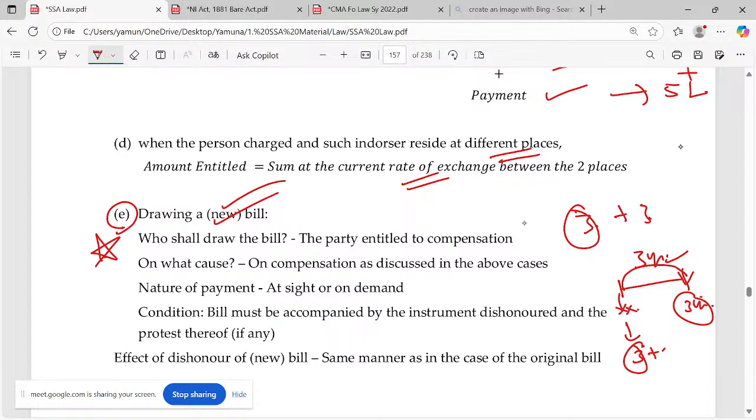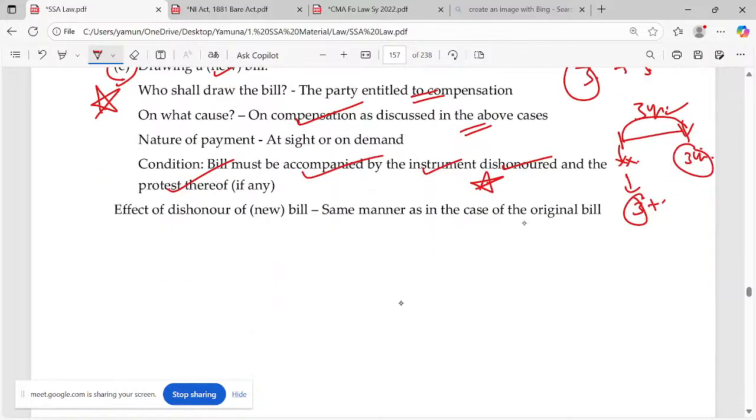நியூ பில் டிரா பண்ணும்போது இந்த கால்குலேஷன் எல்லாம் பண்ணோம் இல்லையா, அந்த அமௌண்ட் டிரா பண்ணும். Please try to understand, அந்த amount drop பண்ணும். So the party entitled to the compensation on compensation as all the above cases discussed, அங்க எல்லாமே சேர்த்து bill must be accompanied by the instrument dishonored. Please highlight, எந்த instrument dishonor ஆச்சோ அதுவும் சேர்த்து, அந்த protest இருக்கும் இல்லையா, அதோட attestation etc அதெல்லாமே சேர்த்து இருக்கும். And once it is being created as a new bill, it is clearly stated as a new bill. அப்ப அது dishonor ஆச்சுன்னா இப்ப என்னென்ன cases பார்த்தோமோ அது எல்லாமே போட்டாங்க. Okay, that's about this section.